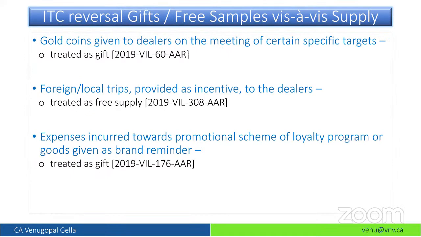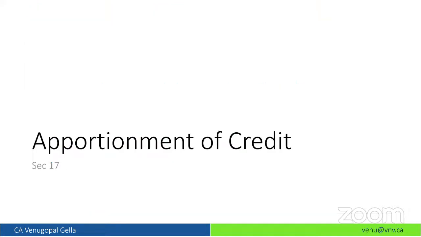You also have to ensure there are certain situations where giving away something results in a deemed supply, which is a Schedule 1 transaction. You have to treat it as an outward tax, pay tax and not reverse the ITC. I have listed some advanced rulings here, where a gold coin is given to the dealers for attaining some specific target. So you're giving it as a gift, so reverse the ITC. If you are providing trips or incentives to the dealers, we have specific cases. I would request you to go through these cases in terms of treatment.